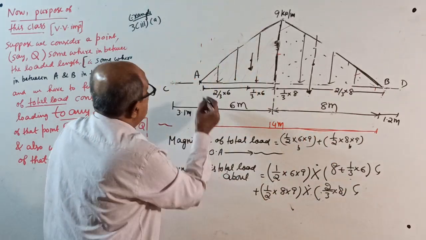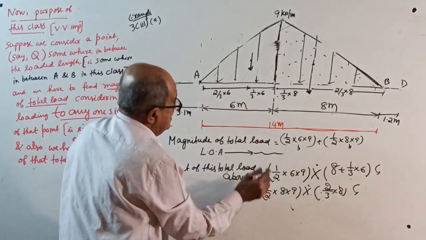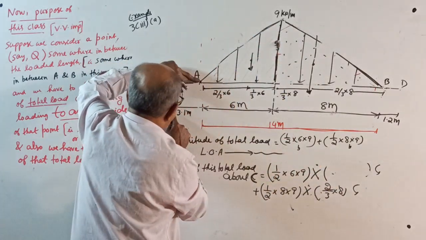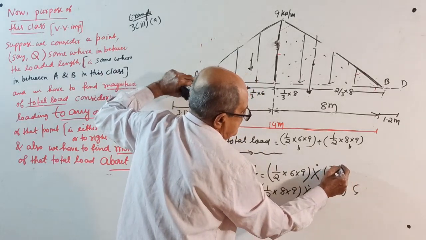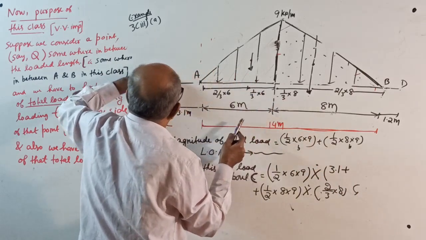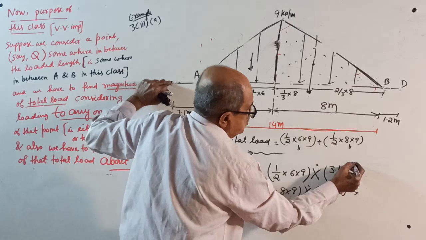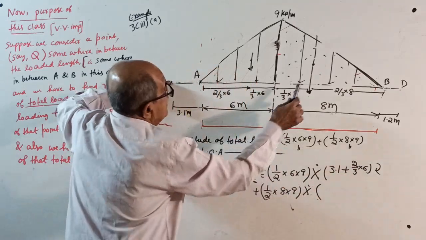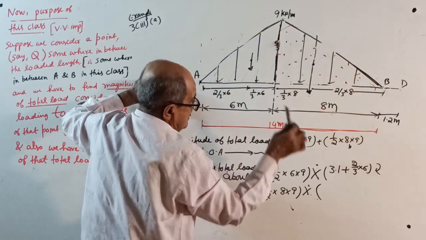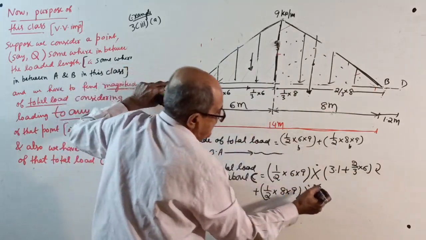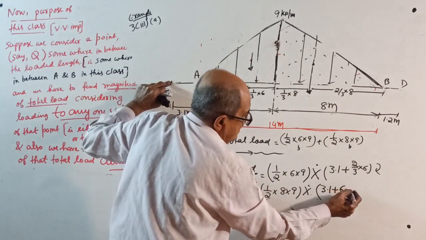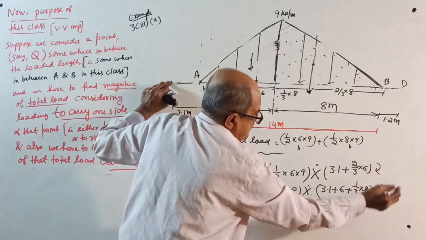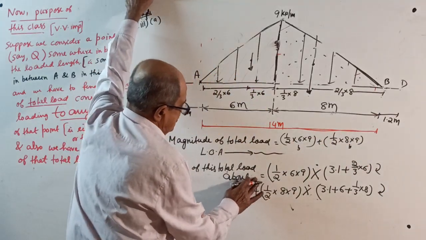Next, moment about C. Half into 6 into 9 into 3.1 plus 2/3 of 6 clockwise, plus half into 8 into 9 into 3.1 plus 6, then further 1/3 of 8 clockwise. Over. Last point, moment about D.